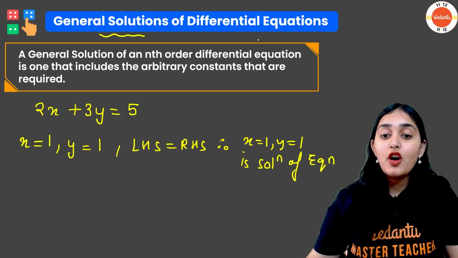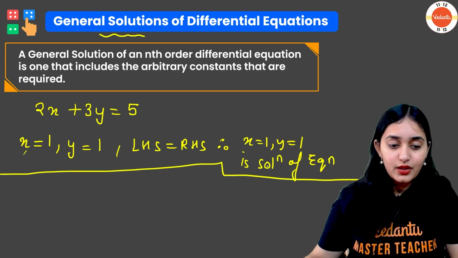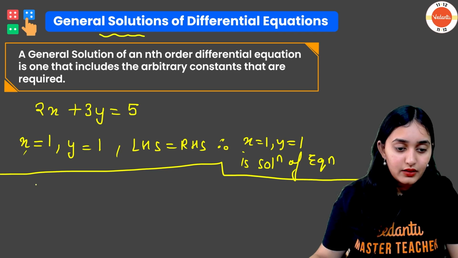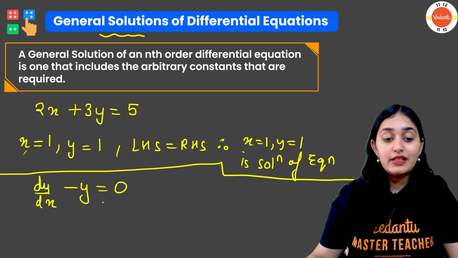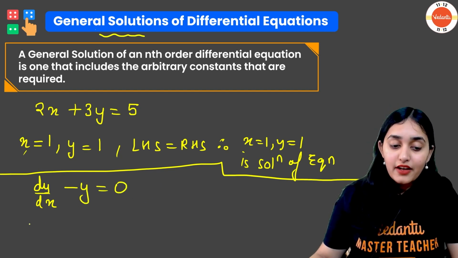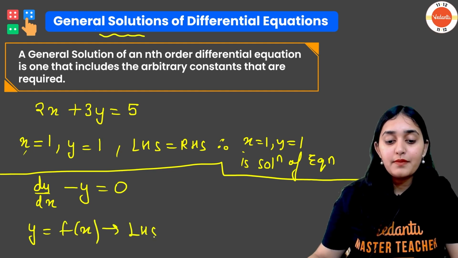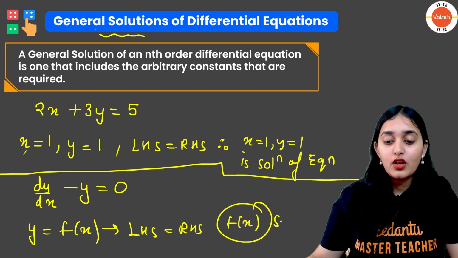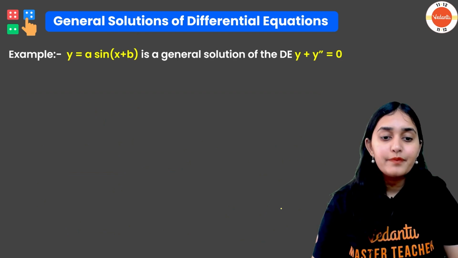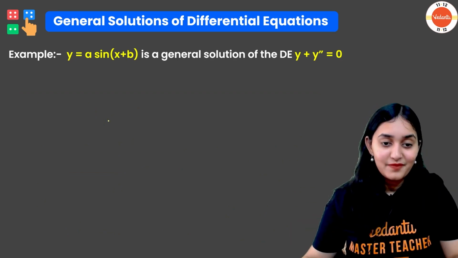Now, similarly, for a differential equation, let's say I have a differential equation like dy by dx minus y is equal to 0. This is a differential equation. So, there will be a function for which LHS becomes equal to RHS. That function will be called the solution of the equation. Okay. Now, I know you might not have understood anything, but let's take an example to understand that.